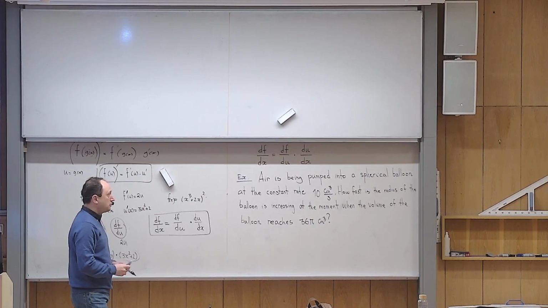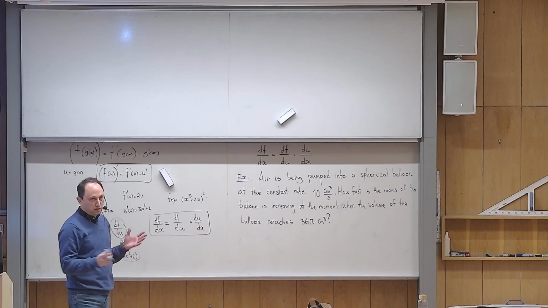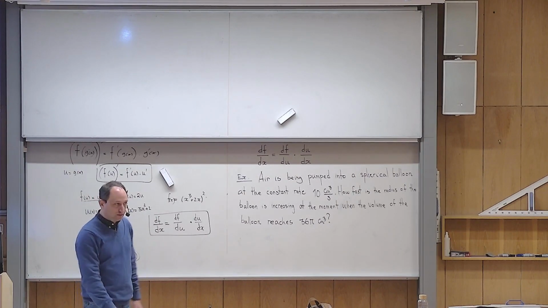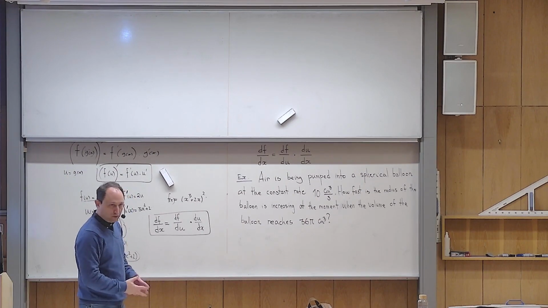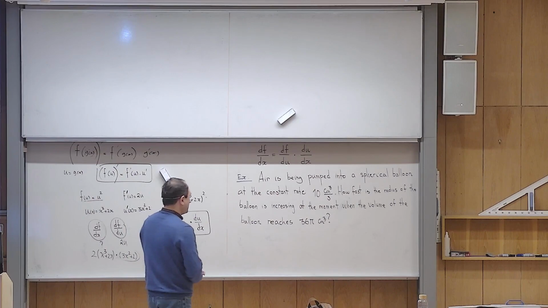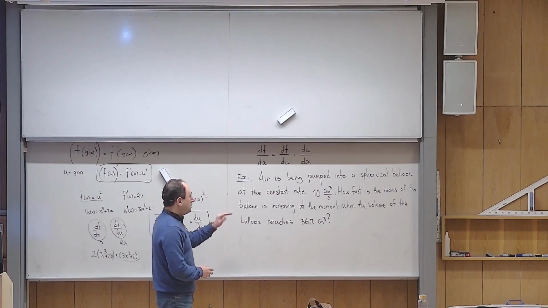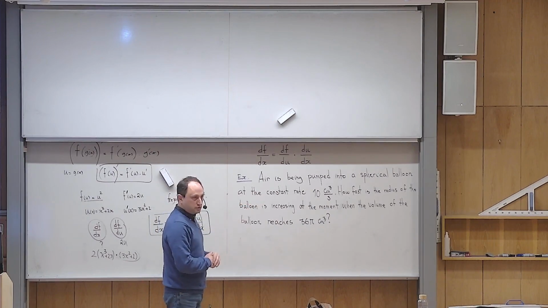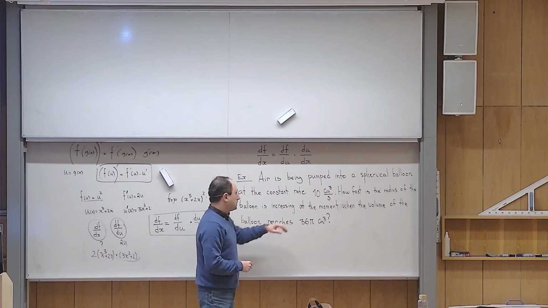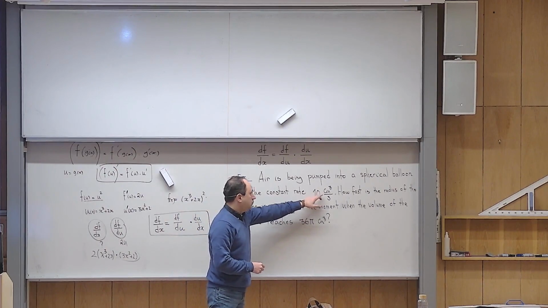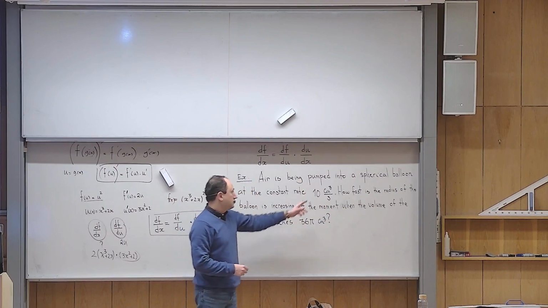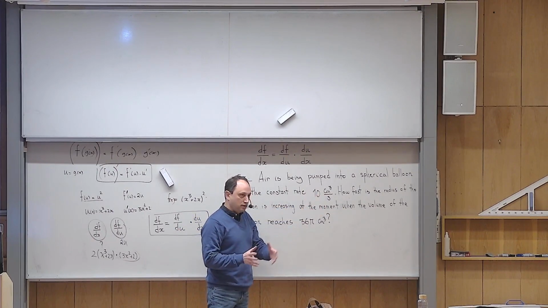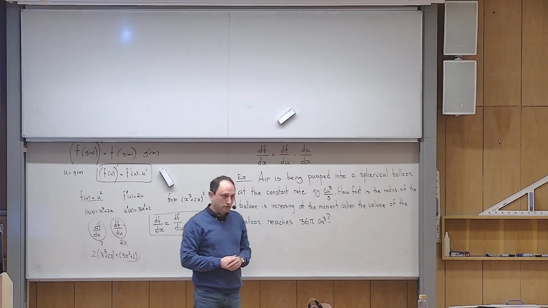So air is being pumped into a spherical balloon. So I'm modeling my balloon. Of course, the ideal balloon is not a sphere, but it's a very good model, I think, at least for the first approximation. So what I am doing, I am pumping air into my balloon with a constant rate, okay? The rate is 10 cubic centimeters per second. So if you wait 1 second, 10 cubic centimeters of air has been pumped into the balloon, yes?